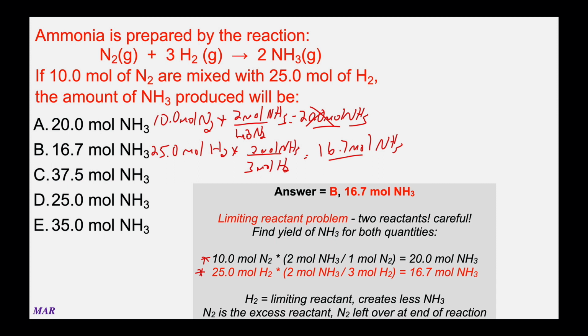In this problem, we would call the hydrogen, H2, the limiting reactant. It's limiting how much product, NH3, can be made. And because it's the limiting reactant, that means that 16.7 moles is the theoretical yield of NH3. That's how much we should be able to make. And then finally, by default, because nitrogen is not the limiting reactant, it's going to be one of the excess reactants. There will be nitrogen left over at the end of this reaction. So if you can do this kind of problem, you totally have this process down.